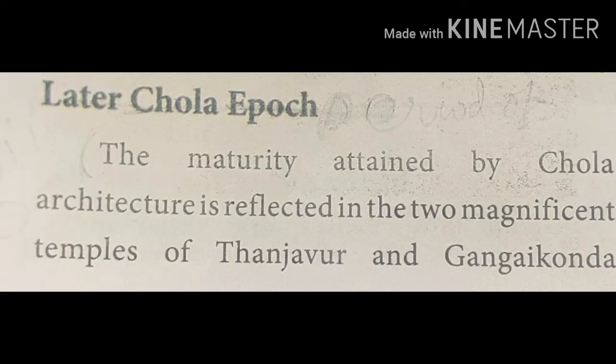Later Chola epoch. The maturity attained by Chola architecture is reflected in the two magnificent temples of Tanjavur and Gangaikonda Cholapuram. The magnificent Tanjavur big temple, dedicated to Shiva, was completed around AD 1009 and is a fitting memorial to the material achievement of the time of Rajaraja.